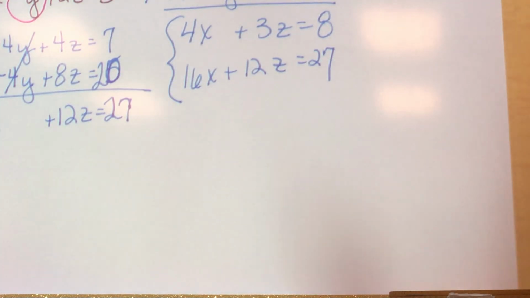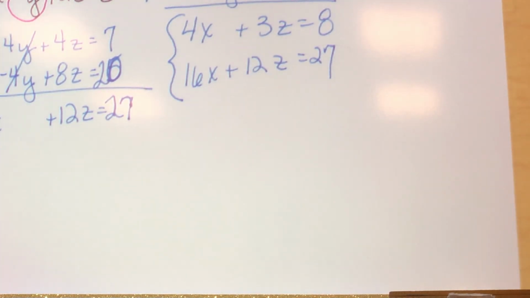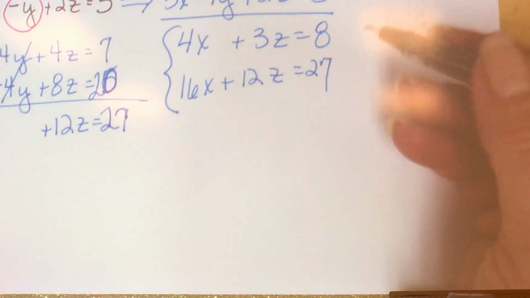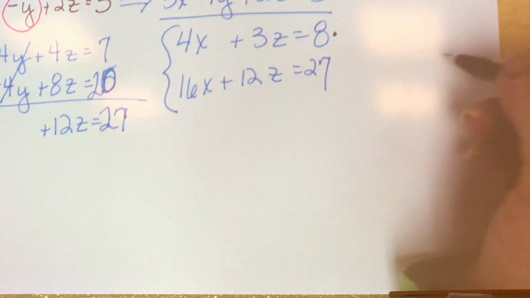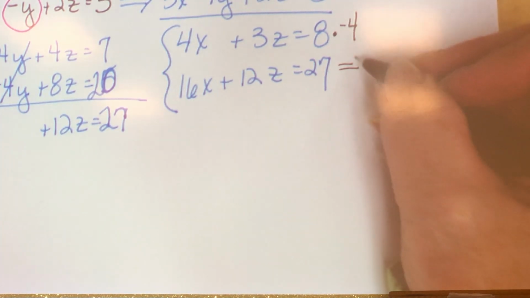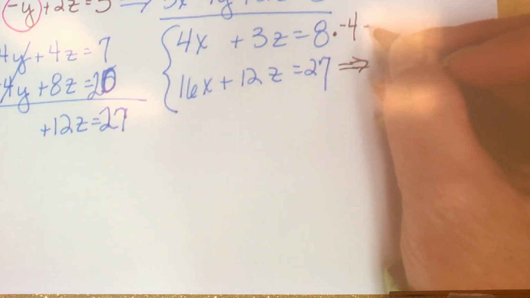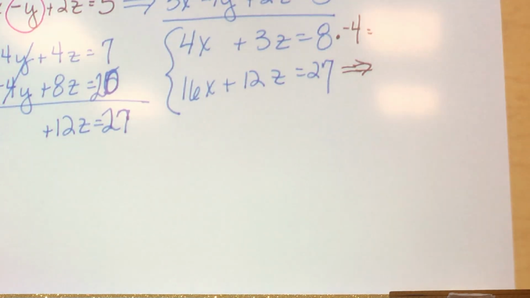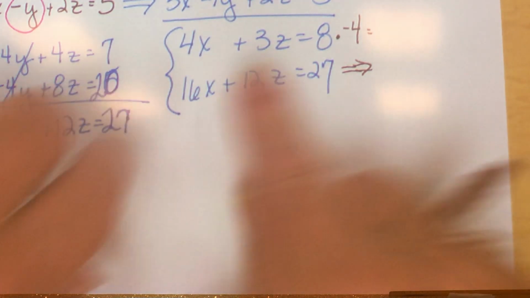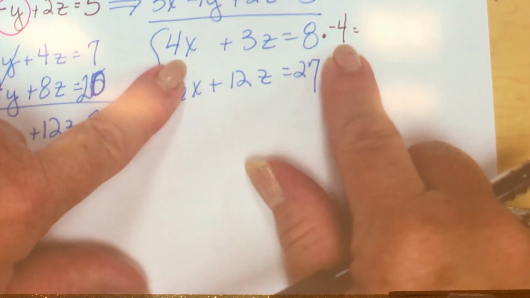Okay, so what do you want to get rid of? X's or z's? Okay, so what do I need to multiply this top guy by? Negative 4. And I'm just going to write this guy down. Do you agree? Yes. Okay, so I'm not worried about what's going to happen. The only thing I want to happen is these to go away. Okay, so tell me what you get.